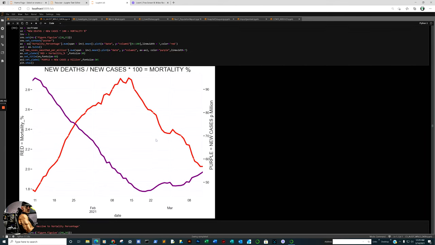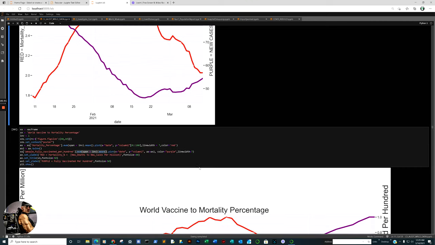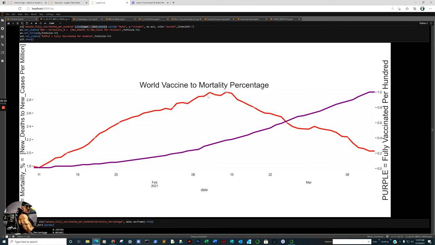New deaths to new cases. So red is our mortality. Remember, we showed a decrease in that. And purple, we are seeing a rise in cases, but not a rise in mortality. Very vital. Vaccine mortality percentage. Remember, we looked at it as more people getting vaccinated, the mortality percentage was going up. Well, it's obviously changed. And that's what the data is for.